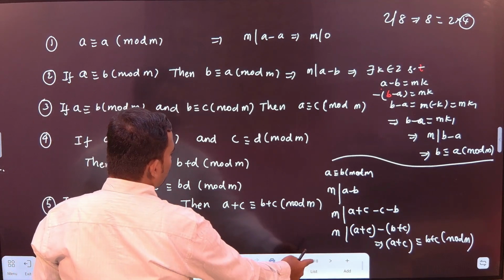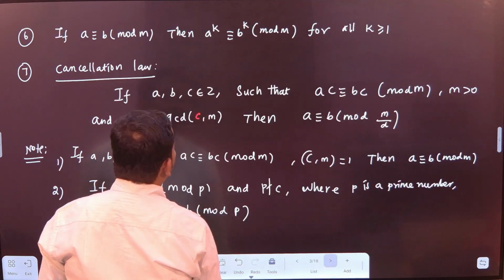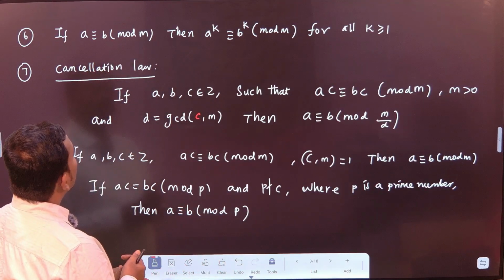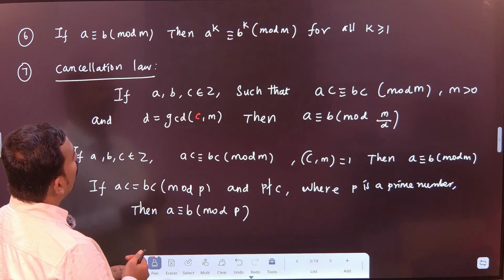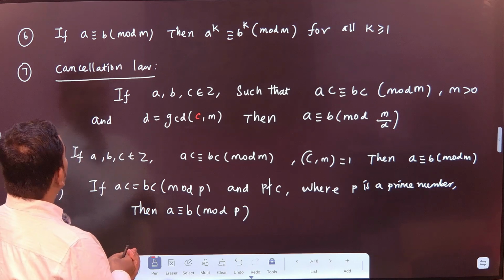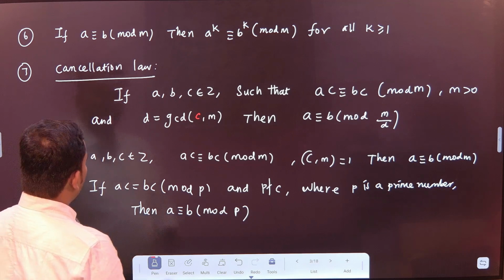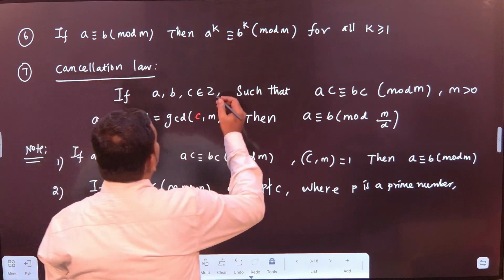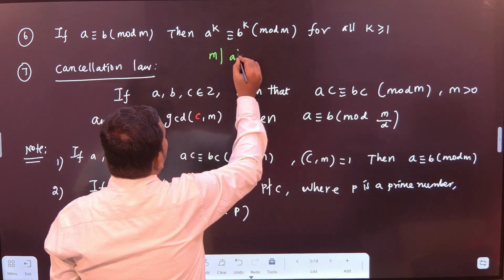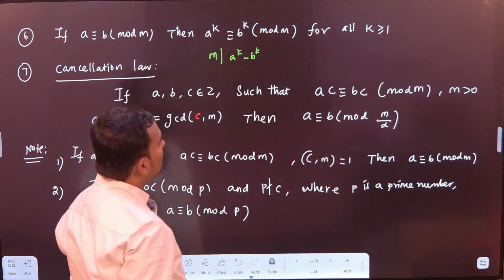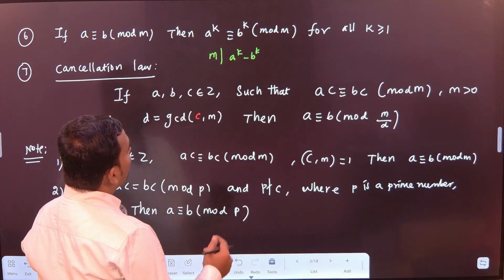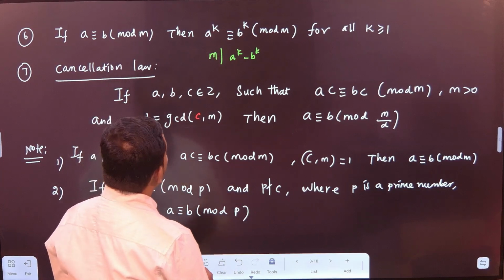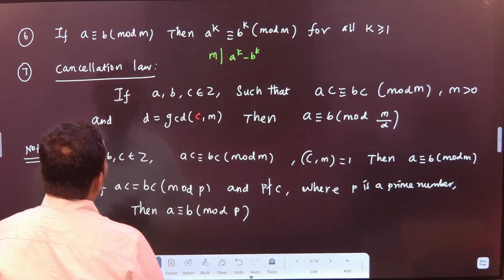Okay. Let's do the next one. You can see the next one is what? A congruent to B modulo M, then A power K is congruent to B power K for all K greater than or equal to 1, right? How to prove this one? So let me take, you know what the meaning actually is? M divides A power K minus B power K, right? That's the meaning, for all K greater than or equal to 1.